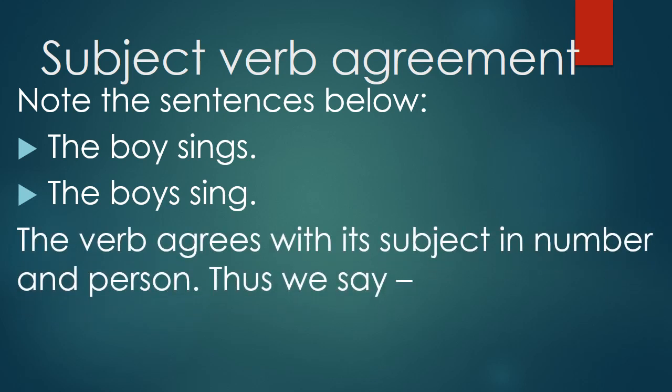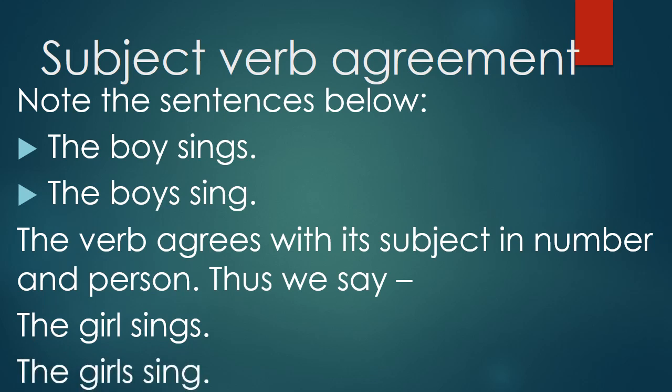The verb agrees with its subject in number and person. Thus, we say, the girl sings, the girls sing. When it is third person singular, that is the girl, we used s or es with the verb, that is sings, and when it is third person plural, that means the girls, there we used sing, that is only verb first form.